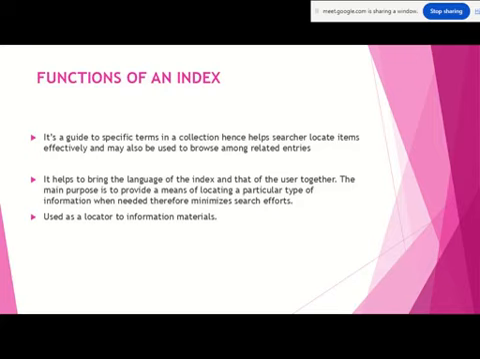Function number 3. Yes, someone? It's a guide to specific terms in a collection. Thank you. Index is a guide, and that is a major role of an index. It's a guide to specific terms of a document, a book, or a guide to specific information materials in a collection.